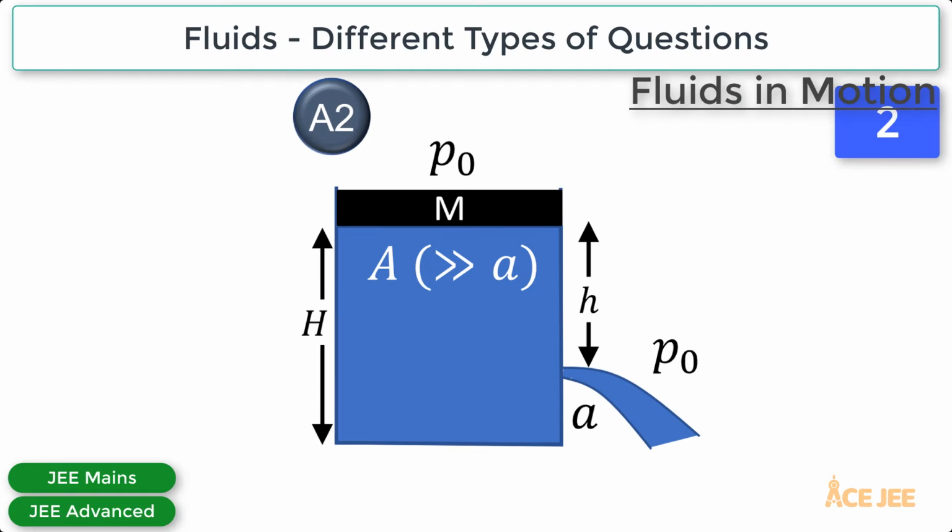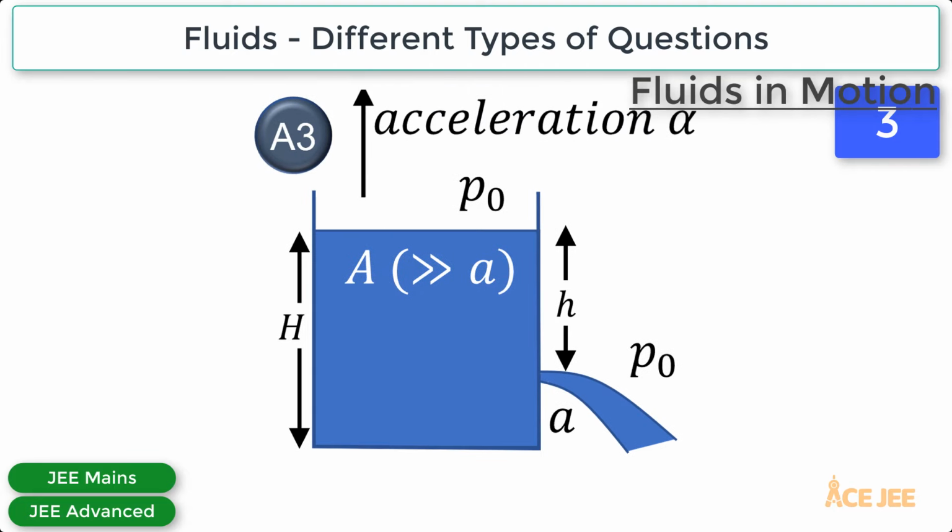In the next one, you might have a piston of mass M at top of liquid, and you might be asked to determine the flow rate in this scenario. In the following one, you will once again be asked to determine the flow rate, but here the container is moving upwards with an acceleration alpha.